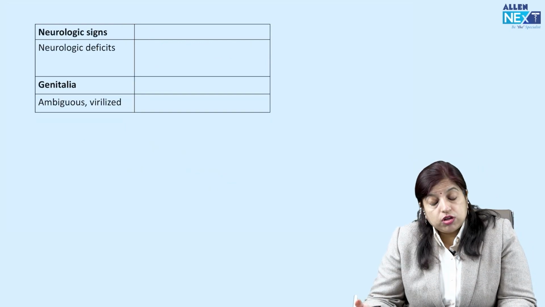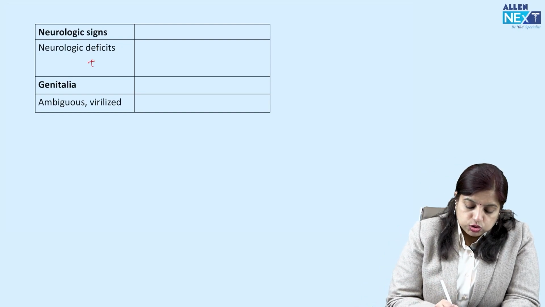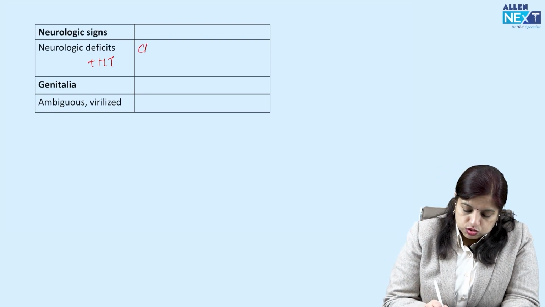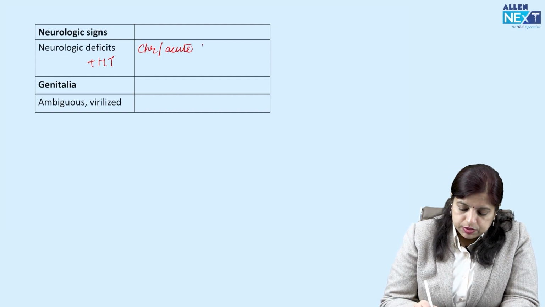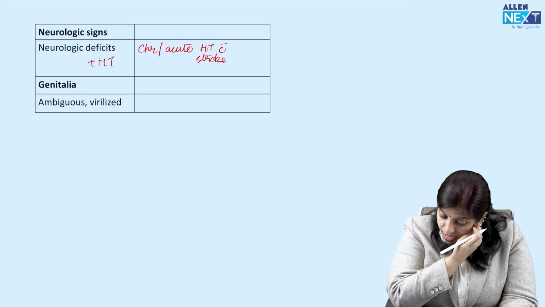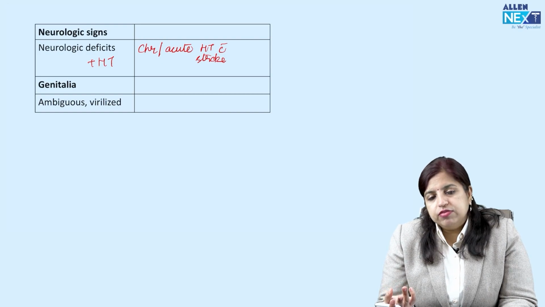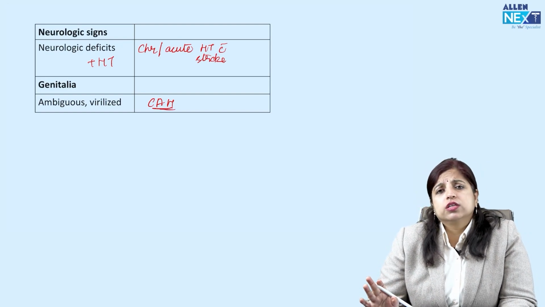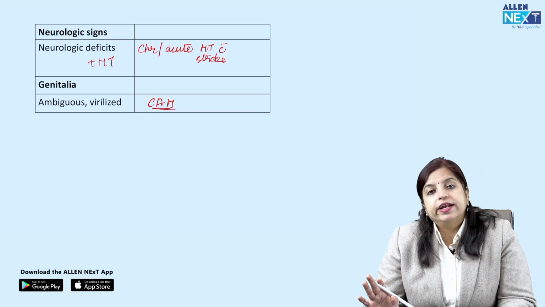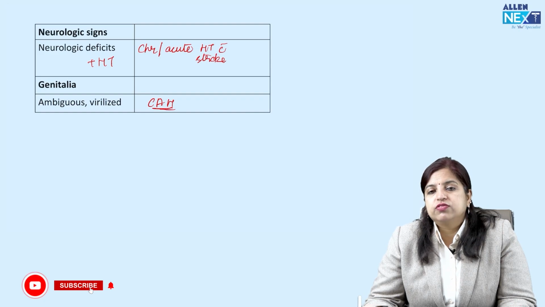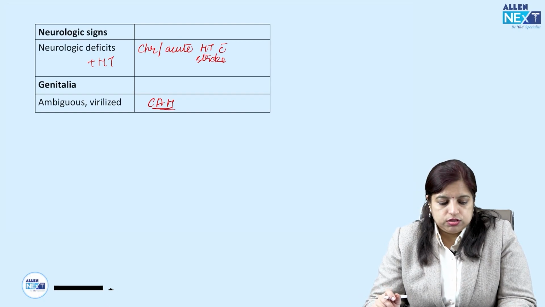Okay, then if we have neurological deficits with hypertension, then what should come to your mind is chronic or severe acute hypertension with stroke, right? Chronic or acute, and acute has to be severe. Hypertension with stroke. And of course, if you have ambiguous genitalia, virilized genitalia, then what should come to your mind is congenital adrenal hyperplasia. Don't worry, we are going to read up on CAH in detail, and I promise you, you will end up loving CAH because I'm going to make it very simple for you. There are some disorders, like 17 alpha hydroxylase deficiency, which will present to you with hypertension, right?